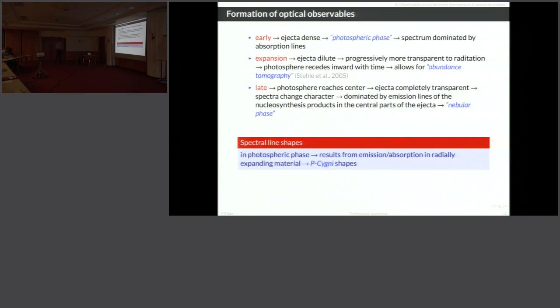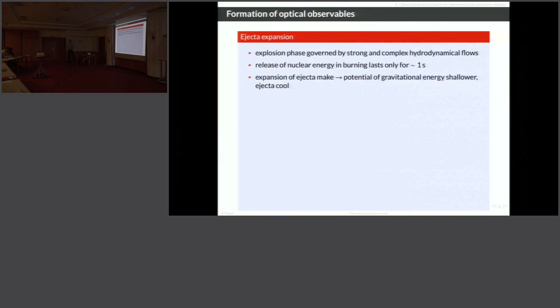Now, on spectral lines. In a photospheric phase, these spectral lines result from emission and absorption in a radially expanding material. And you all know that this process in principle gives rise to typical P-Cygni shapes of the ejecta. So this is, again, an indication that we have high velocities of the expanding material.